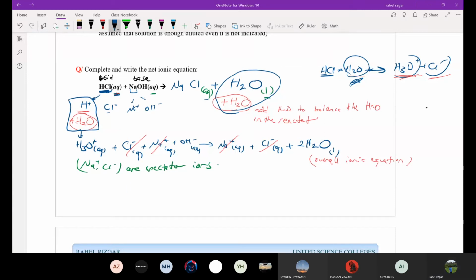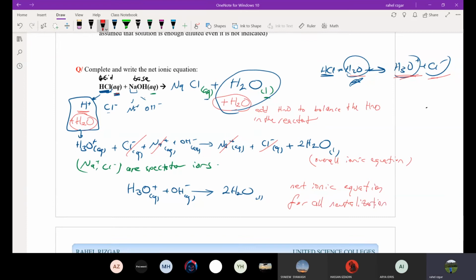So what is left? Sorry, not Cl, OH. H3O and OH has become what? Yes. This is the net ionic equation for all neutralizations.